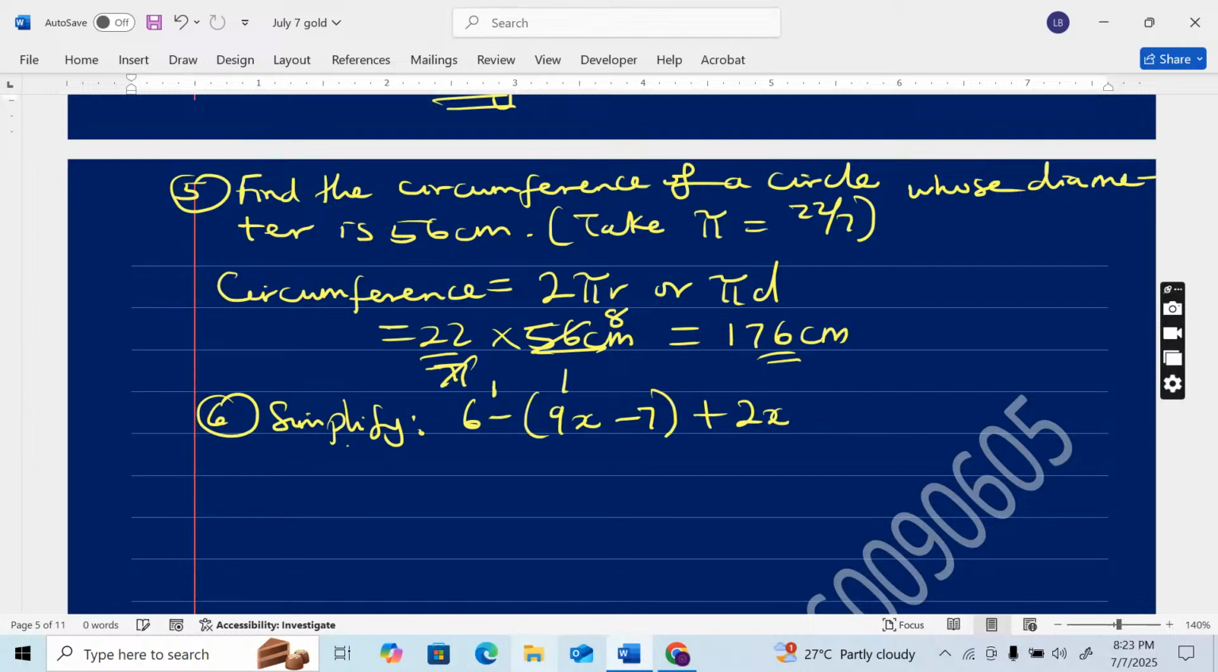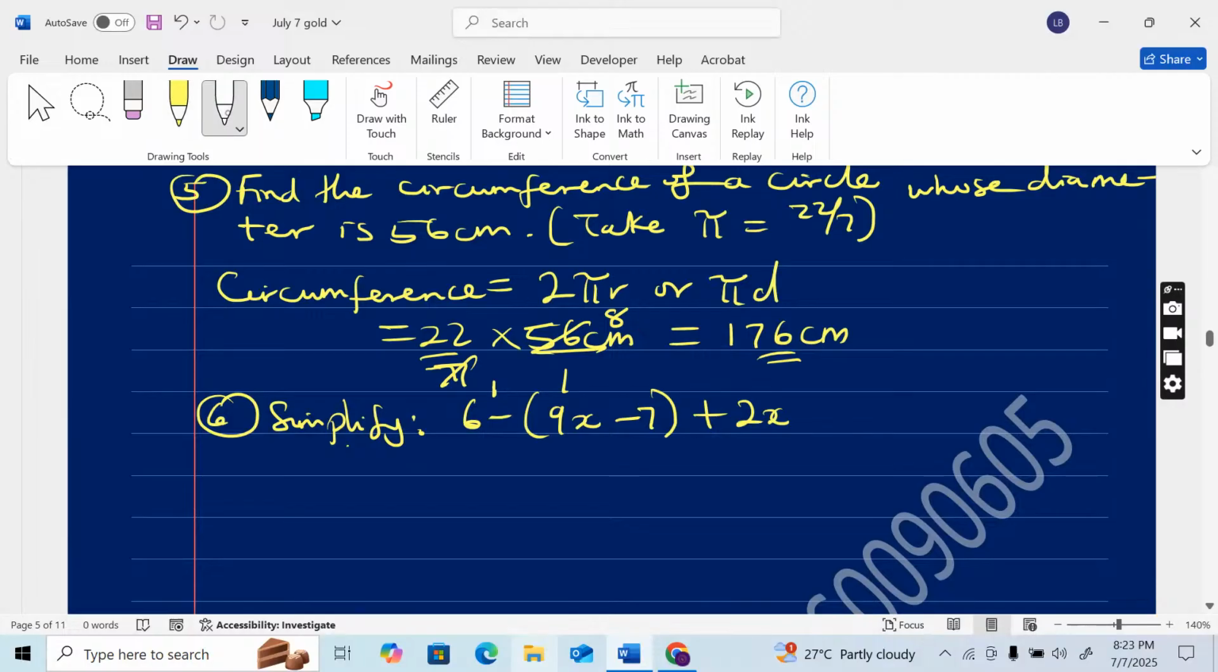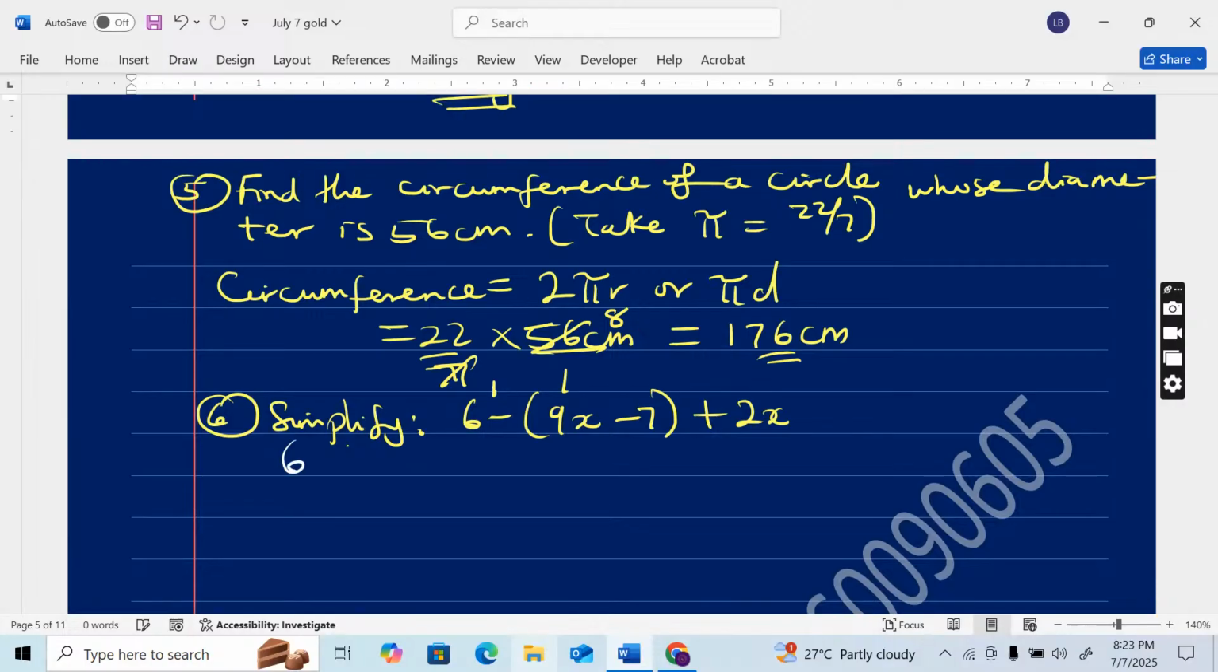So we have 6, minus times 9x will give us minus 9x. Minus times minus 7. This is what we are multiplying by, this minus. Minus times minus 7 will give us plus 7. Then out of the bracket, we have plus 2x.